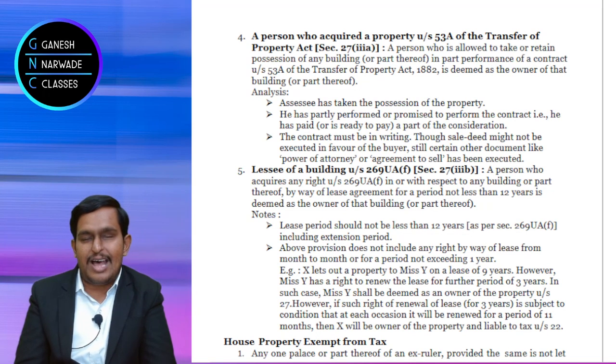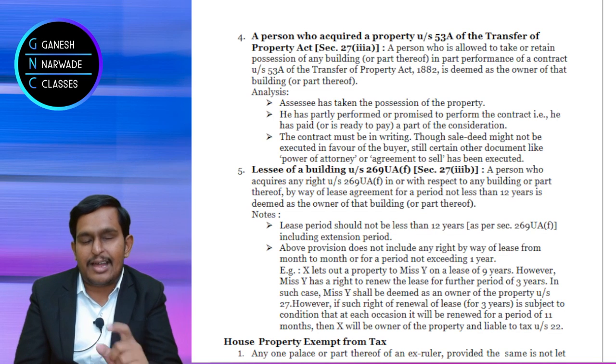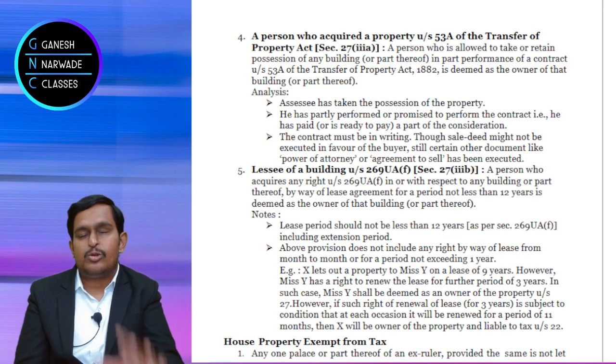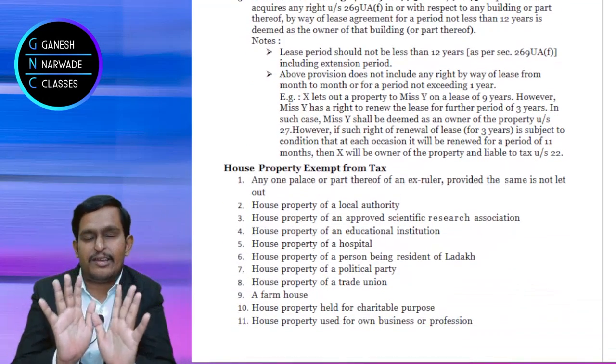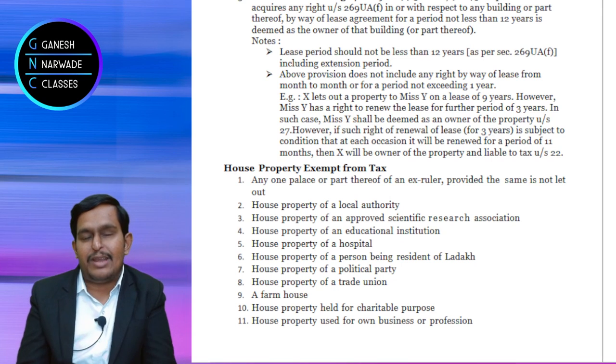No. Last thing, exempt properties is one thing which we have to understand. Exempt properties means, if a particular list of individuals or organizations hold the property, then even if they receive the rent, it is not taxable to them. That means to these 11 people or 11 organizations, the house property chapter does not apply, in simple language.